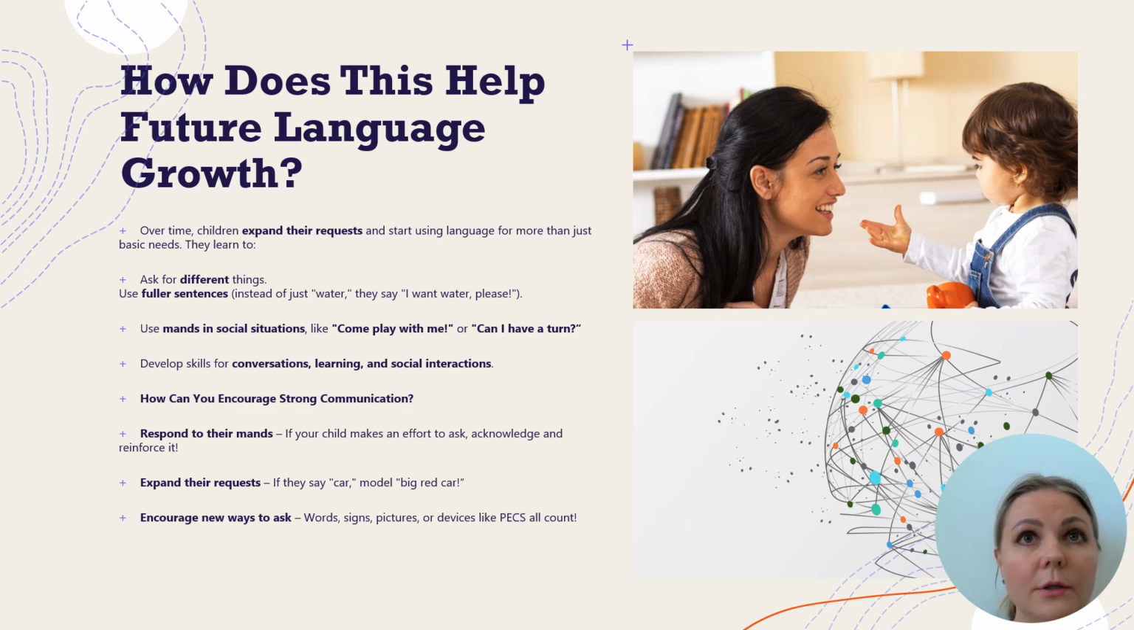How can you encourage strong communication? Respond to their demands. If your child makes an effort to ask, acknowledge and reinforce it. Expand their request. If they say car, model big red car, or I want a car please. So it might be different responses. Encourage new ways to ask. Words, signs, pictures, or devices like PECS all count.